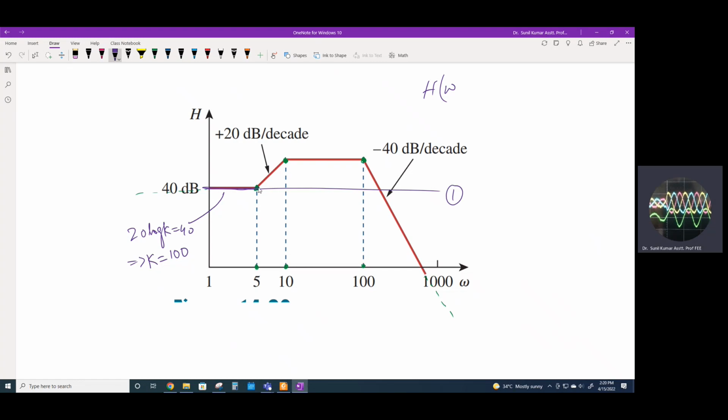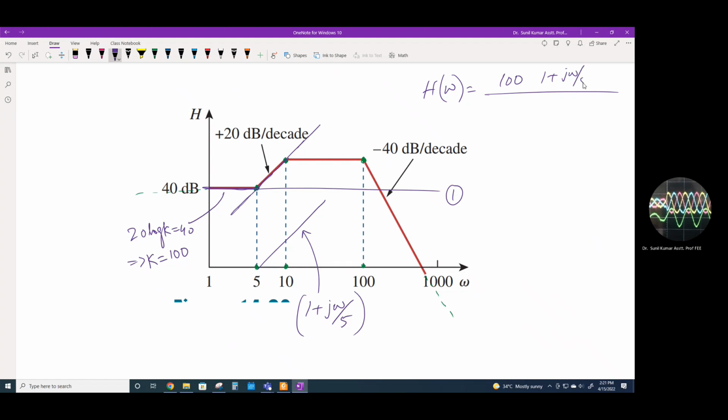And then we have a positive slope of 20 dB per decade. That means there will be a zero at omega equals 5. So this equation will have 1 plus j omega over 5. The slope is positive, so this should come into the numerator. First I have k, which is 100, and then a zero like this.